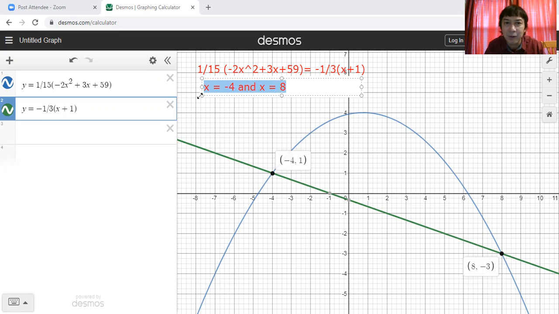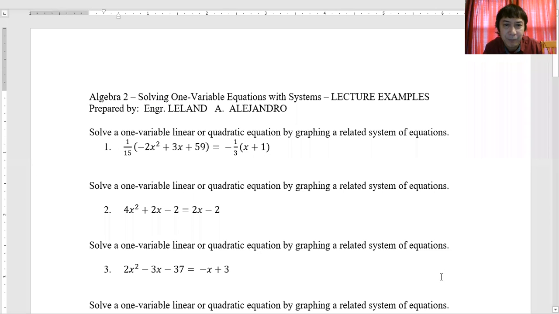And so we will attempt to write this in our source paper. Our answer is X equals -4 and X equals 8. Those are the X values. So we're going to return to the other screen, going back to the problem set. So this is the source, or the problem set, and we can now type the answers there.